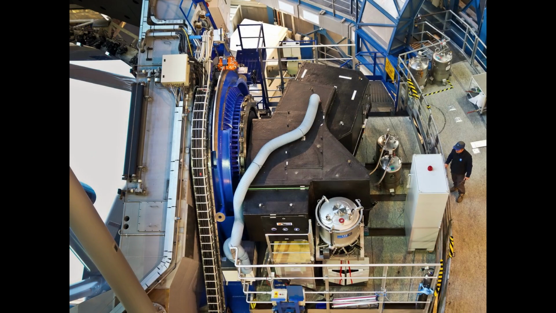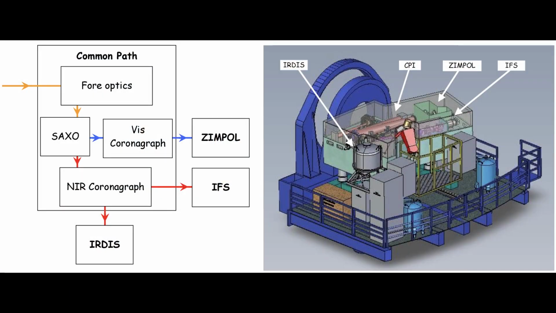SPHERE is the spectropolarimetric high-contrast exoplanet research instrument and high-contrast imager mounted at the UT3 8.2-meter telescope at Paranal Observatory. SPHERE is an instrument dedicated to direct imaging. It combines advanced adaptive optics, coronagraphy, polarimetry, differential imaging, and low-resolution spectroscopy to push the boundaries of contrast and resolution in optical and near-infrared astronomy.